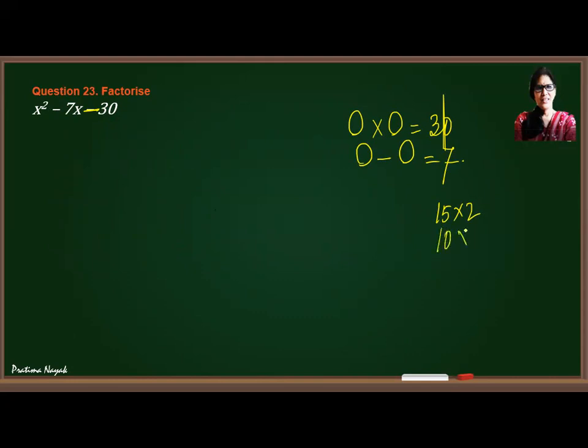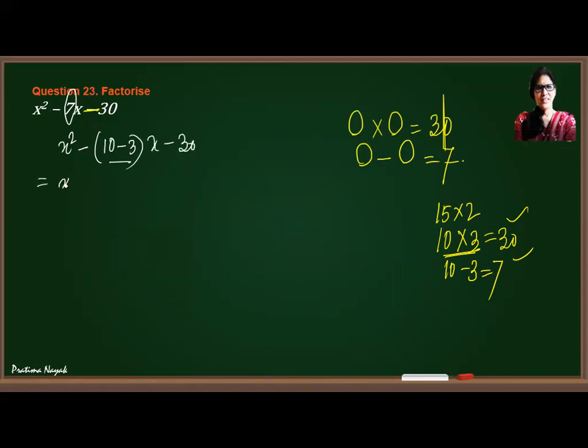Then 10 into 3. 10 minus 3 is 7, and 10 into 3 is 30. So this is the result. How to break it? 10 minus 3. So I'll write x square minus 10 minus 3, splitting 7 as 10 minus 3, minus 30.